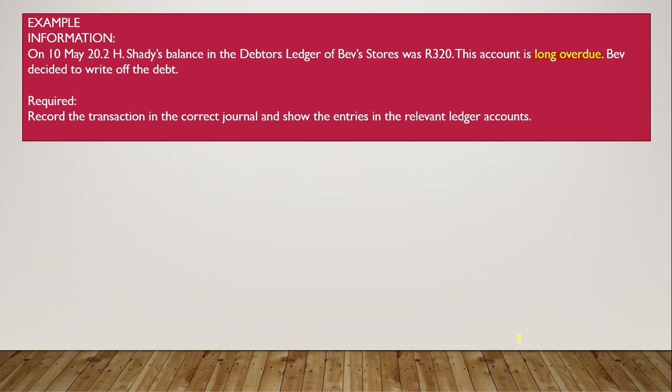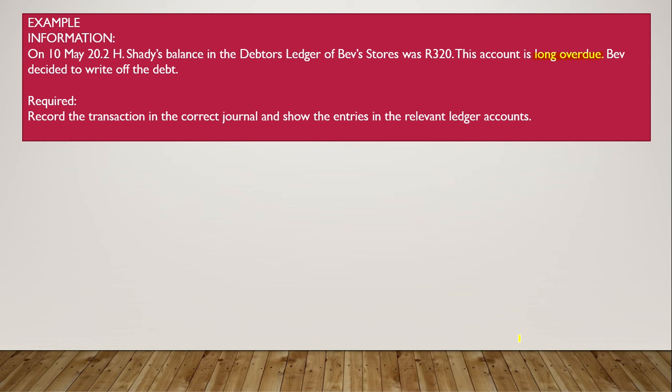This means that the debtor has owed us more than we allowed the debtor to owe us. So basically, guys, we actually allow a debtor a certain period of time. Most businesses allow their debtors to repay them within 3 months, others 6 months, others 5 years, and so on and so forth. In this case, guys, this debtor didn't pay us within the period that we stated. Hence we say it's long overdue.